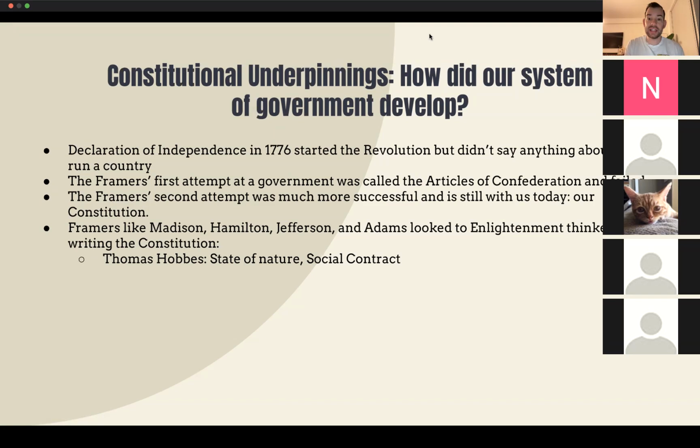And that's not an easy thing to do. But everybody that lives in a society has bought into this social contract. Even though you've actually never signed it, you have. And the framers were really influenced by Hobbes's thinking here.